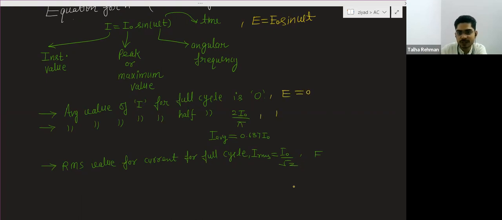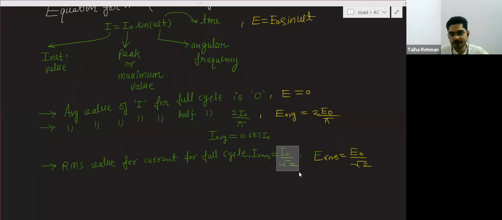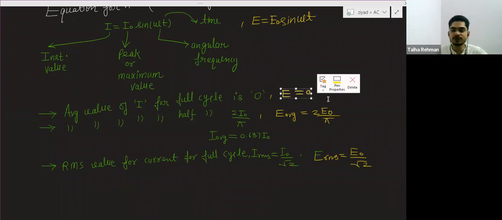So what is the average EMF for the full cycle? 0. What is the average EMF for half cycle, 2 E naught by pi. And what is the E RMS for full cycle? E naught by root 2. So both the equations are similar. This is 2 I naught by pi, this is 2 E naught by pi. Here you will get I naught by root 2, here you will get E naught by root 2. For full cycle, the alternating current value is 0, and the EMF value is 0.